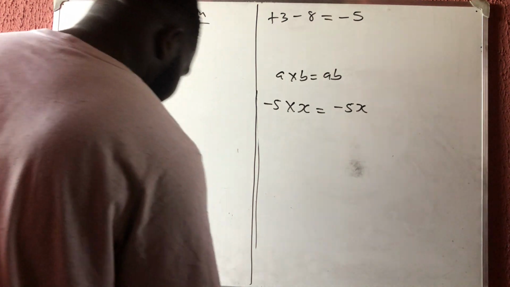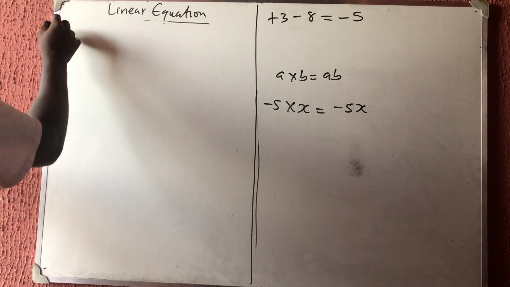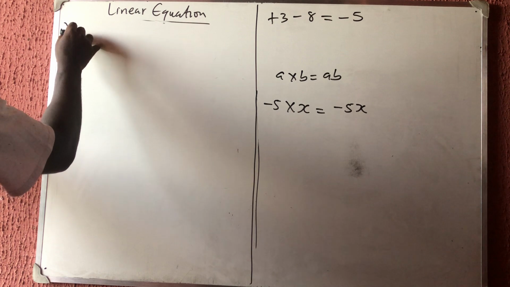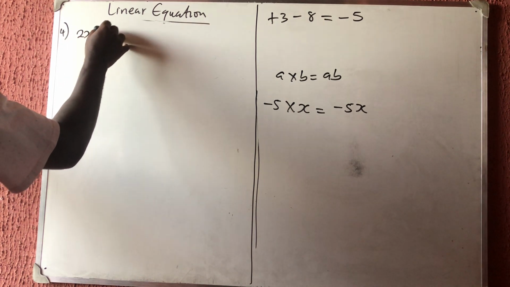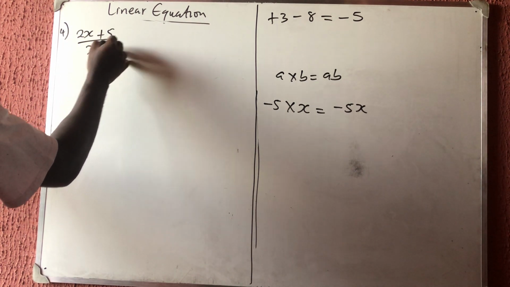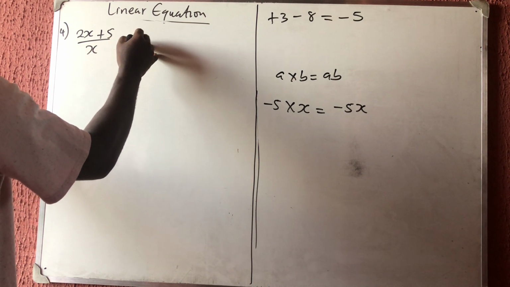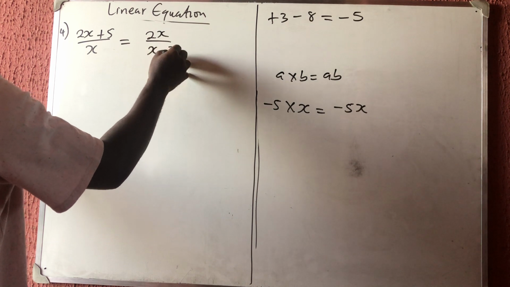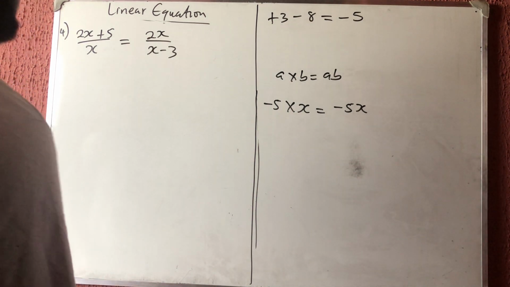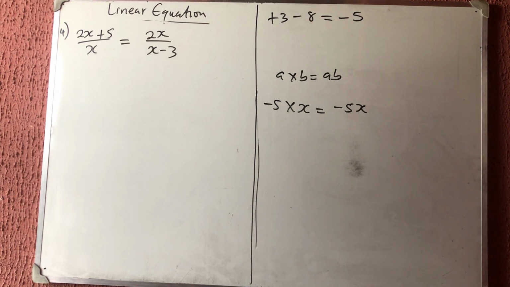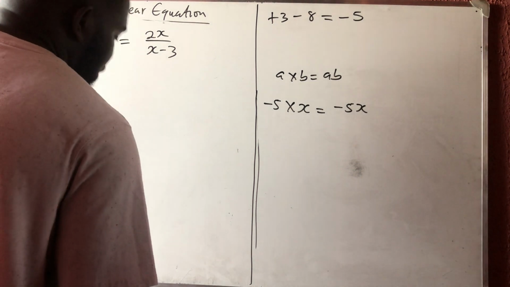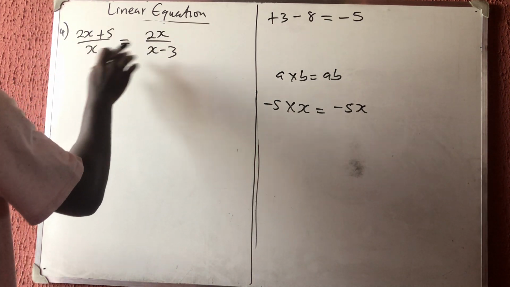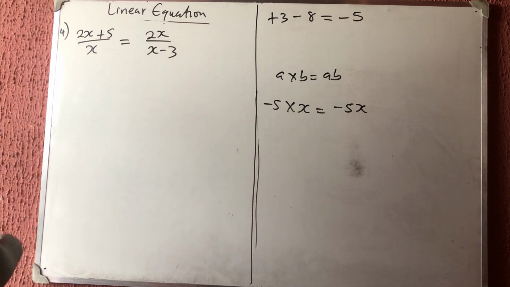So the next question, question number 4. Question number 4 said 2x plus 5 all over x is equal to 2x over x minus 3. All right. Now, the same thing is applicable here. We can decide to do cross multiply, or we multiply each term by the LCM of the denominator. Any one you like. But cross multiply will be easier.